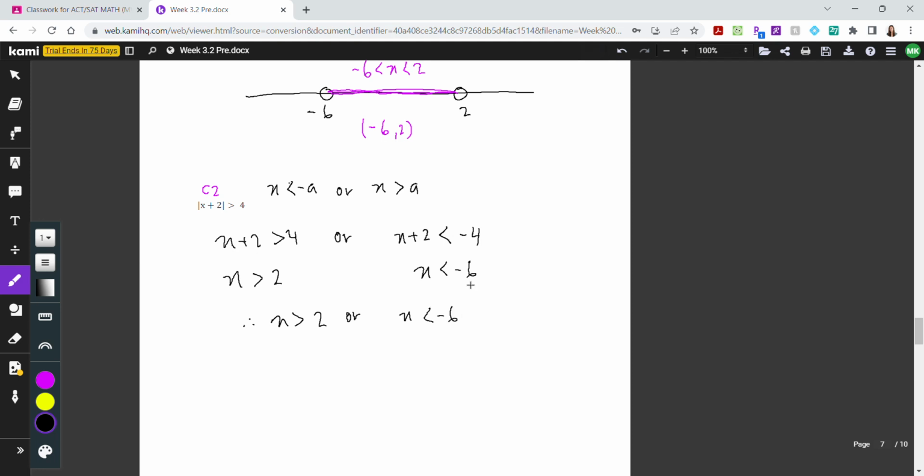If I were to draw that on a number line, it would look like this, hollow dots because no equal sign. It will go this way, and it will go this way. This will be x is less than -6, and this will be x is greater than 2. There we go. And then how we will write it in interval notation is that this is going to be -infinity to -6, and this is going to be 2 to positive infinity. All right.